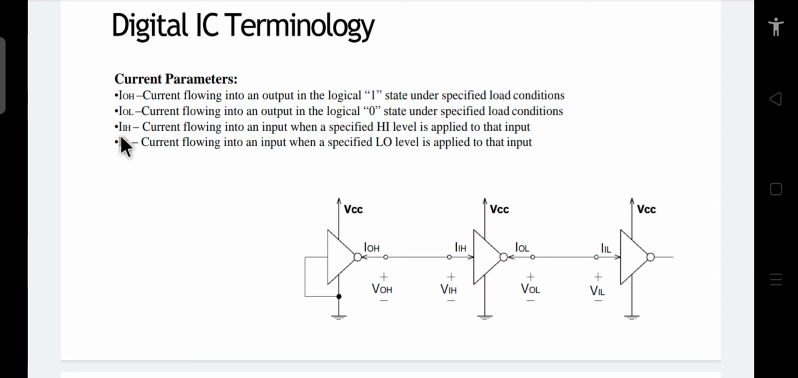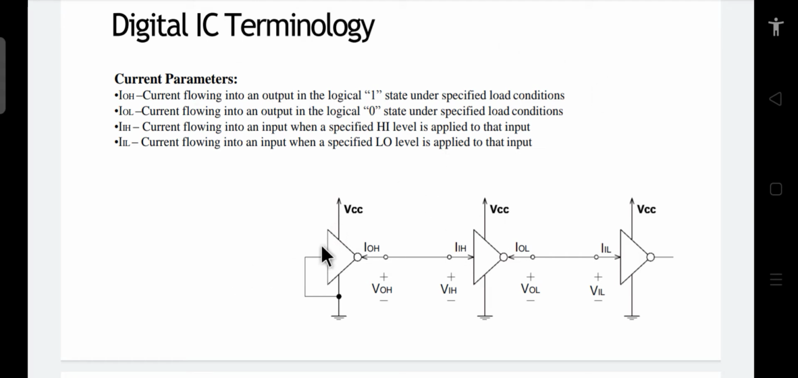Okay, similarly IIH is the current flowing into an input. IOH is the current flowing into the output, whereas IIH is the current flowing into the input when a specified high level, that is 1, is applied to that input. Similarly IIL is the current flowing into an input when a specified low level is applied to that input. Okay, so this is what you can define.